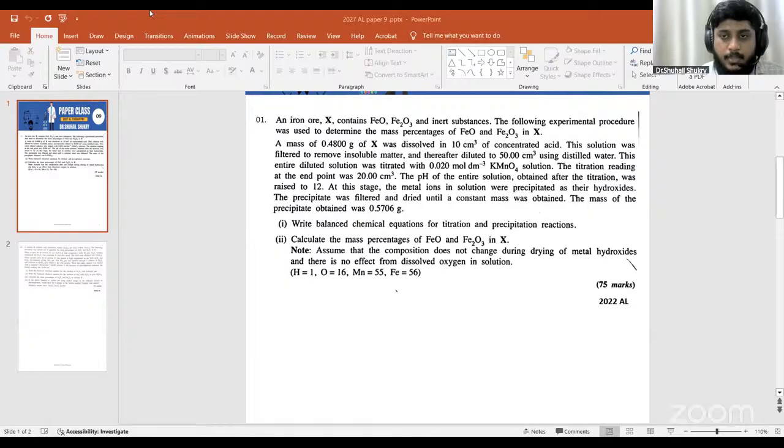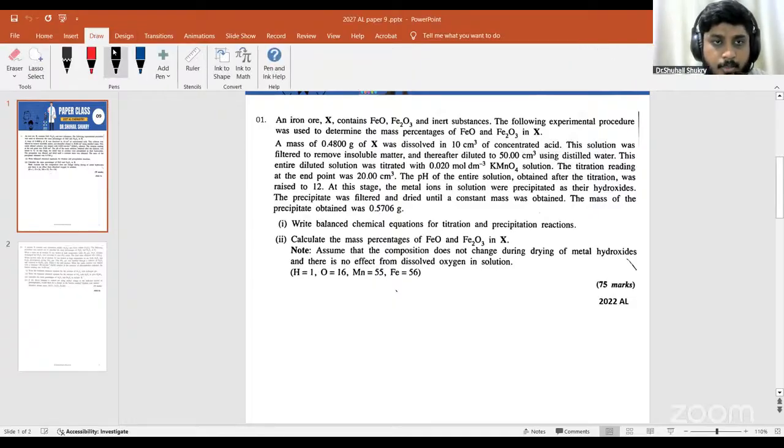Nothing else is happening because of this, right? Nothing special happened. Only Fe2+ and Fe3+, both are there. Nothing new will happen in this. So they have taken only 10 cm³ of this concentrated acid. Okay.